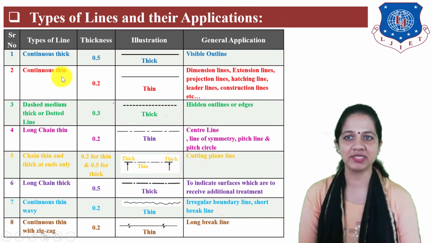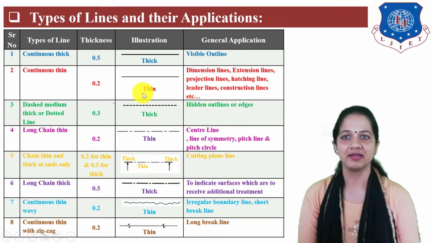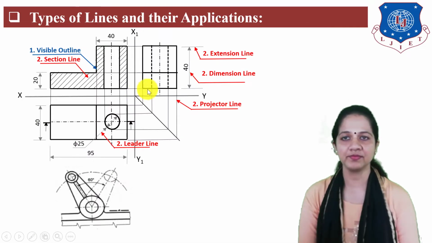Next line is continuous thin. It is 0.2 mm in thickness, it is lighter in shade and it is used to show dimension line, extension line, projection line, hatching or section line, leader line, construction line, etc. Now look on this figure. Here this is extension line, this is dimension line used to show the dimension of the object in the drawing. This is projector line. This is leader line used to show dimension of the circle.